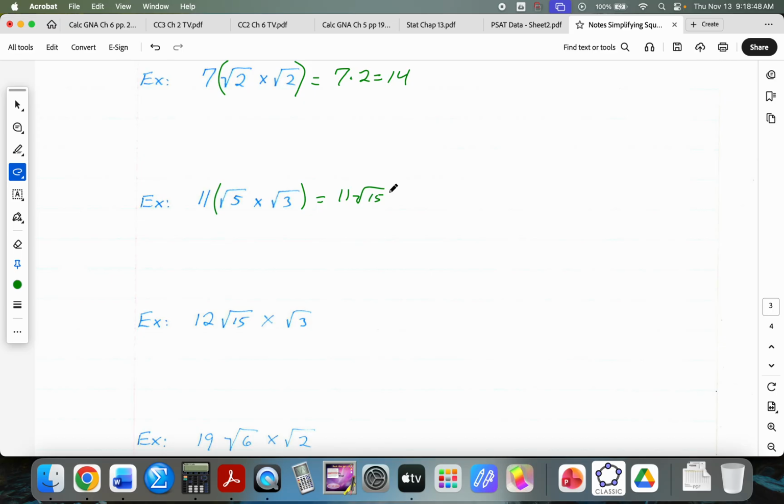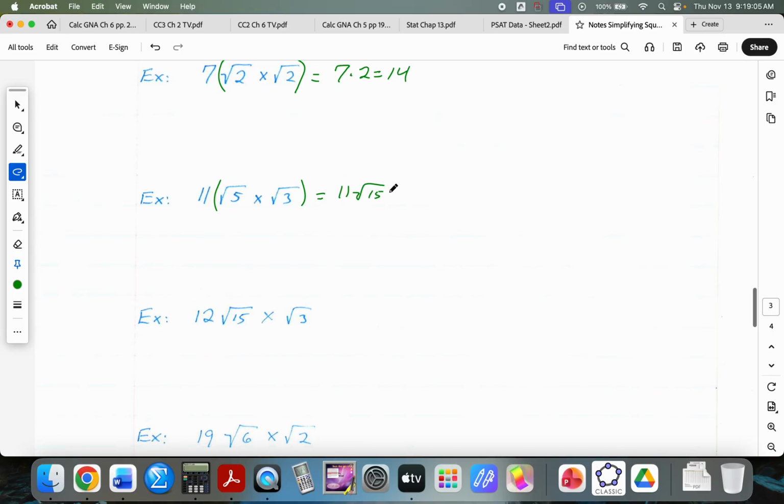Wait, that's it? Is there any perfect square number that'll divide evenly into 15? Whoa, this is like, whoa, dude. Sometimes math is easy.